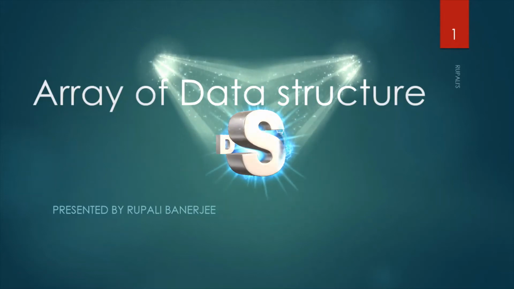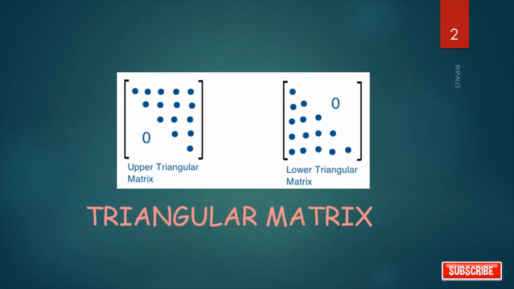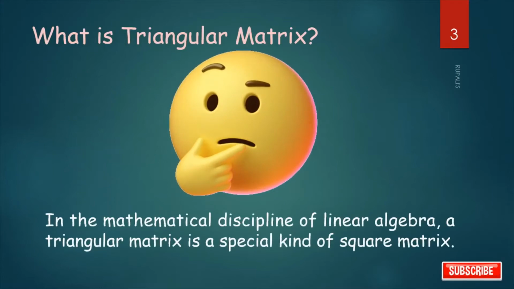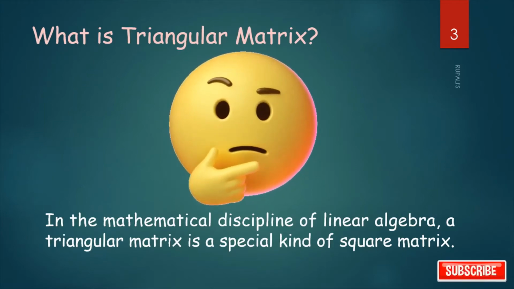Today we will learn array of data structure. Today our topic is triangular matrix. So what is triangular matrix? In the mathematical discipline of linear algebra, a triangular matrix is a special kind of square matrix.